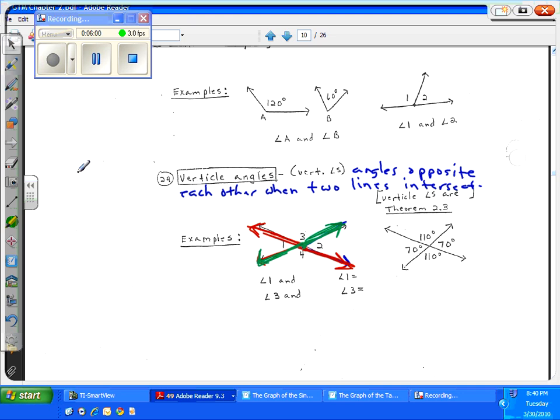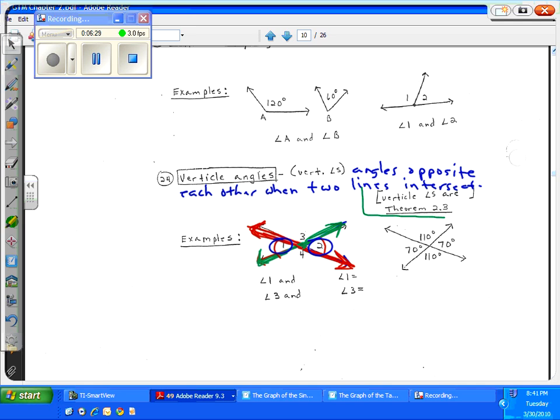See, these are opposite rays, and these are opposite rays, and these are vertical angles. Their exterior sides form two pairs of opposite rays. That still doesn't really help us visualize where they are, does it? So I redefined it a bit as angles opposite each other when two lines intersect, because that's really what you're going to be seeing anyway. Okay?